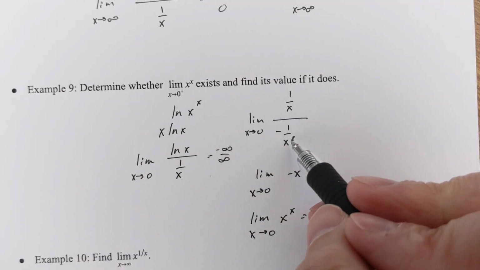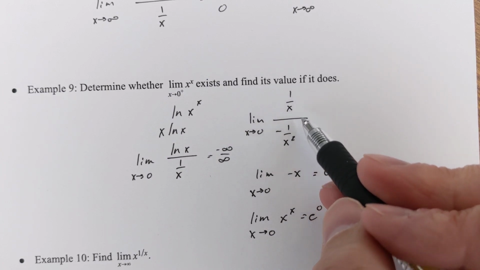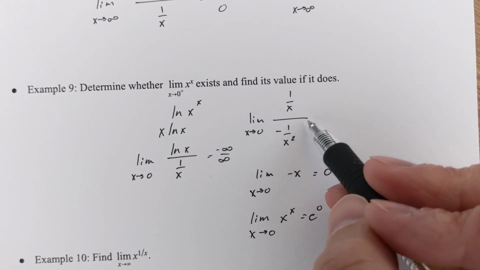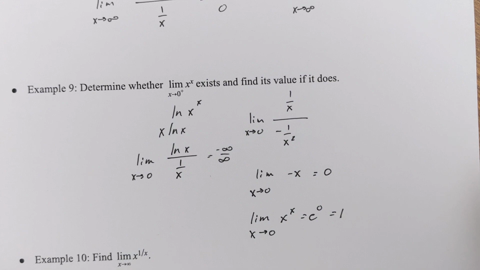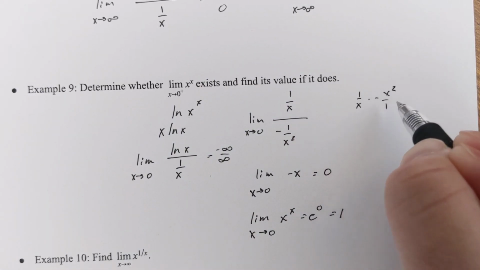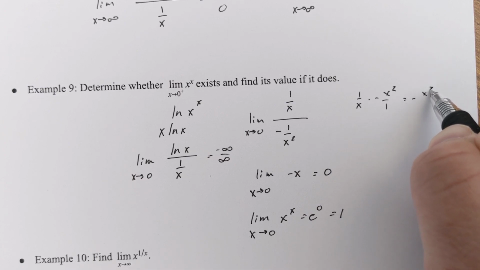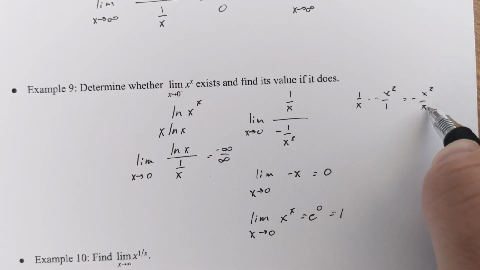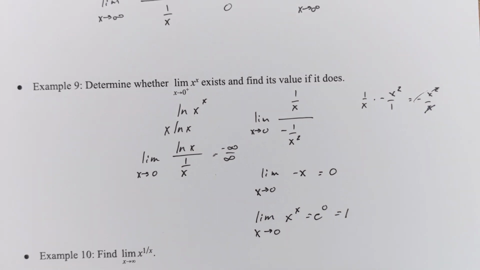Now the trick here was that this one flips over and multiplies, so I have 1 over x times negative x squared over 1, so the x's can cancel, leaving me just negative x. So what I did was this. So that's negative x squared over x. That cancels that. There's your negative x.